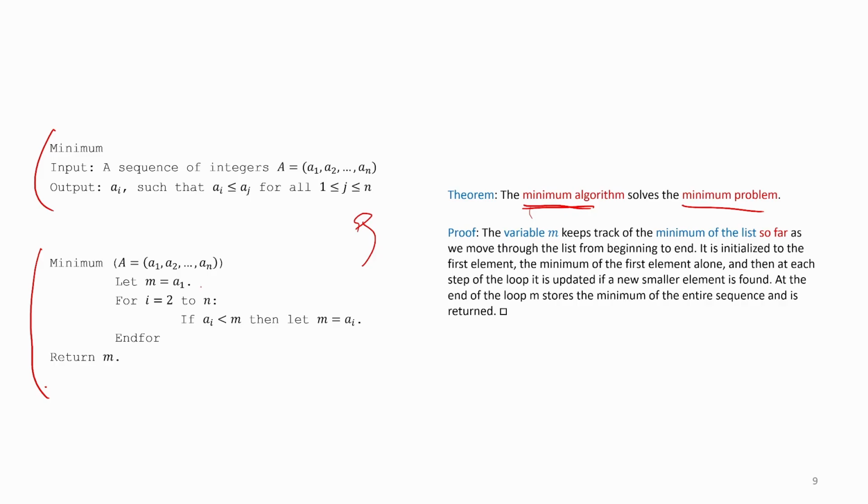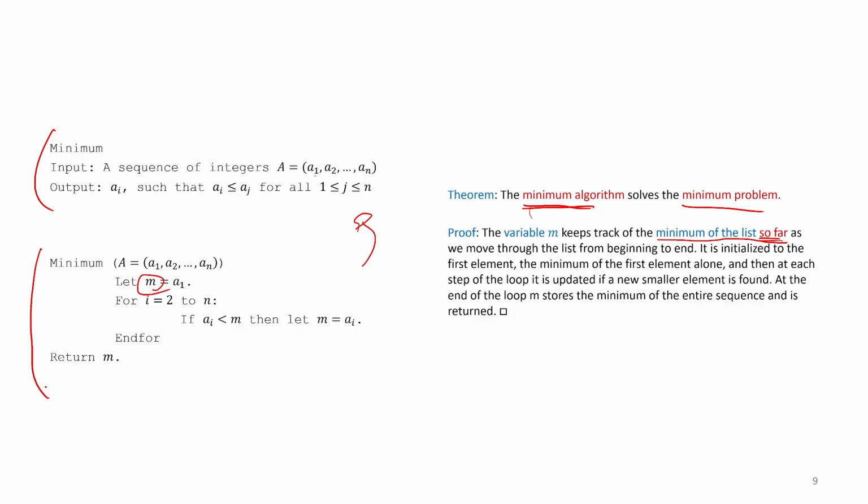Now, how am I going to prove this? Well, I'm going to talk about M. M is the important variable that's doing some of the work inside our algorithm. Let's see how it starts out with my proof. I say the variable M keeps track of the minimum of the list so far. That so far is very important here. If you know a little bit about loop invariance, this is the loop invariant that we're talking about for this for loop: the minimum of the list so far.